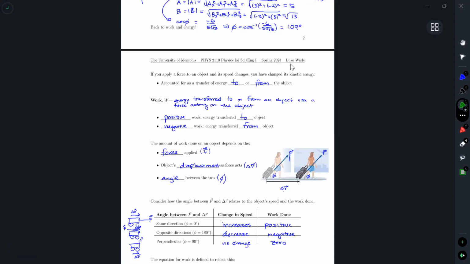Conceptually, for work, if something speeds up, what can we say about the net work done on it? This is a question to Zoom or the room. If something speeds up, is the work done on it positive, negative, or zero? Negative.